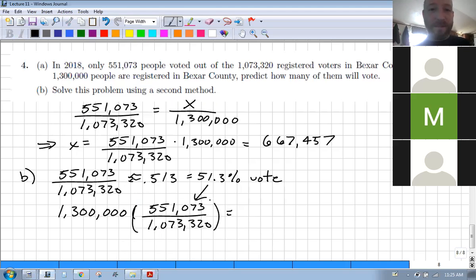And notice this number is exactly the same as this number. We're doing exactly the same math. All we're doing is interpreting it differently in our head. So again, this is our percentage here, but instead of putting 51.3%, because that is an approximation to this, I'm just using the same fraction here.